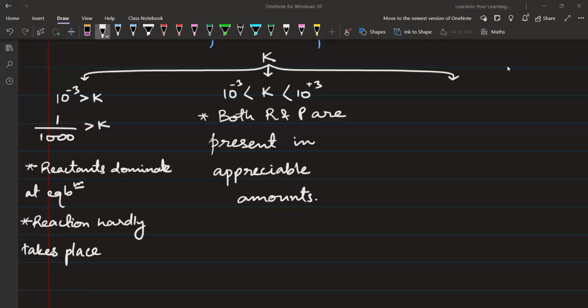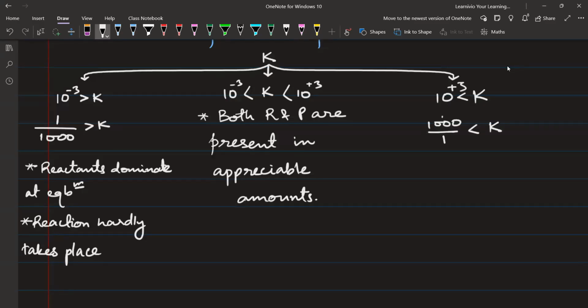Next case is when the value of K is greater than 10 to the power plus 3, even bigger than that. The value of K is greater than 10 to the power plus 3. So in this case, 10 to the power plus 3 will be 1000 upon 1, right? K is even bigger than 1000 upon 1. The value of K is even larger than that.